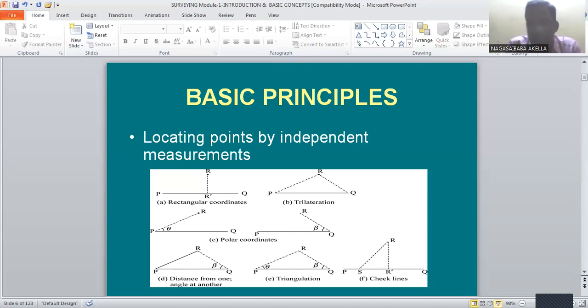That is Pythagoras theorem. Like that, you can check whether RR dash is perpendicular to PQ or not by measuring RS. If RR dash is 3 meters and R dash S is 4 meters, RS should be 5 meters. So your work is perfect. That means RR dash is perpendicular, exactly 90 degrees to PQ. Likewise, you have to check RS. That is called the check line.